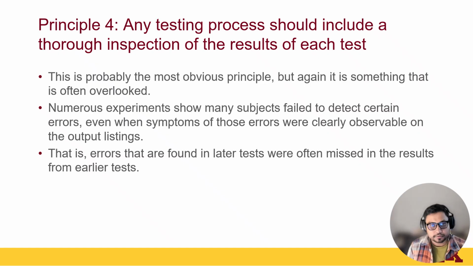This can happen due to fatigue, information overload, or assumption that the system is functioning correctly. Once a tester believes a program is mostly correct, attention to detail often declines. Thorough inspection requires discipline. Testers must compare actual output against the expected output, not against intuition. This comparison should be systematic and, where possible, automated. Logs, assertions, and automated test reports exist precisely to support this principle.